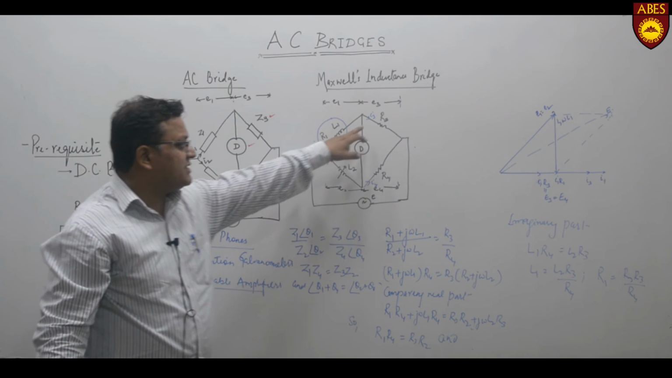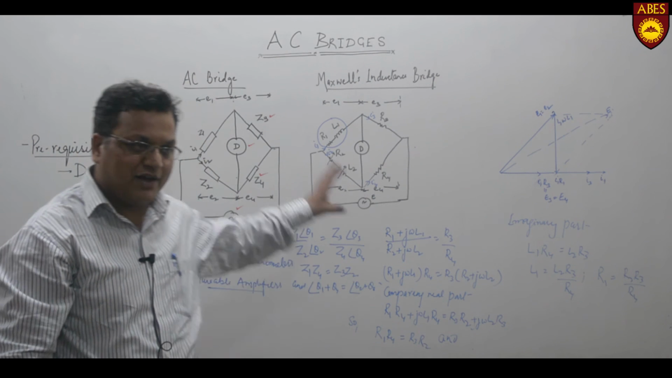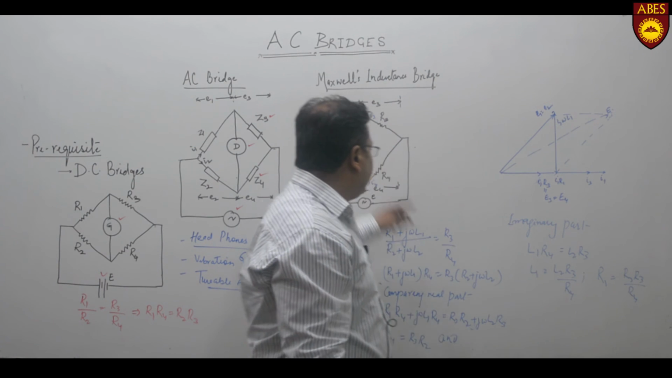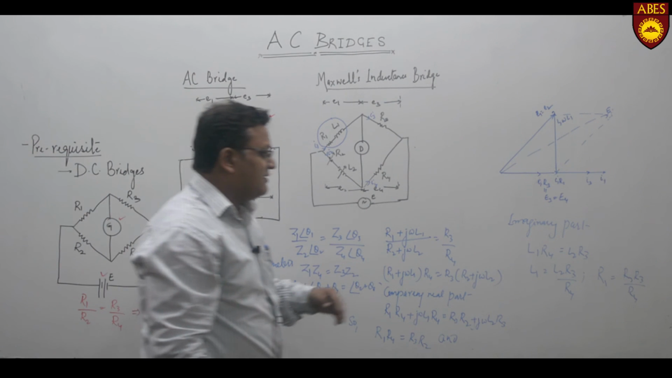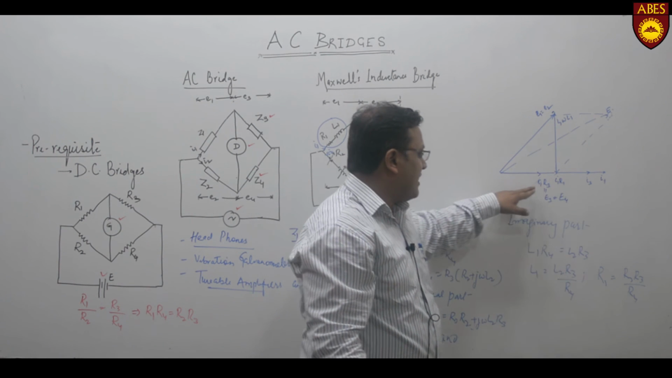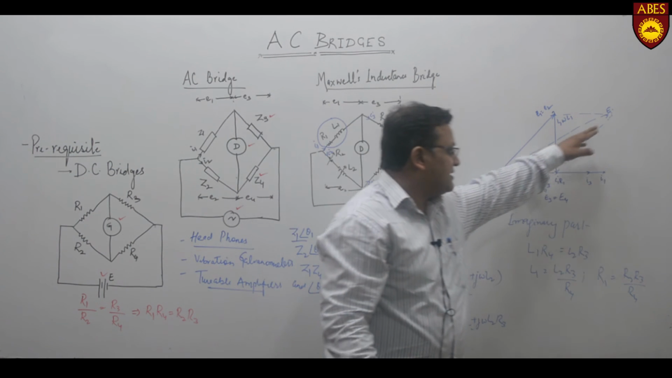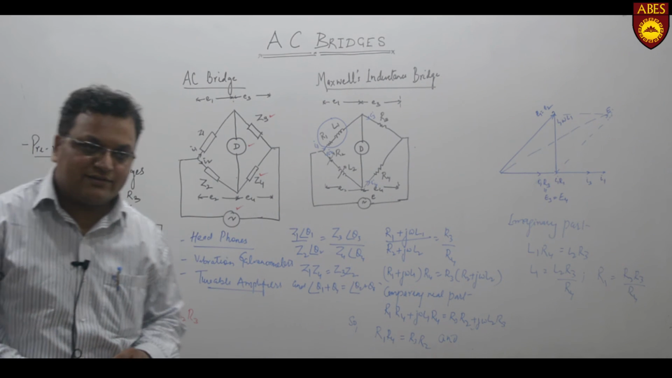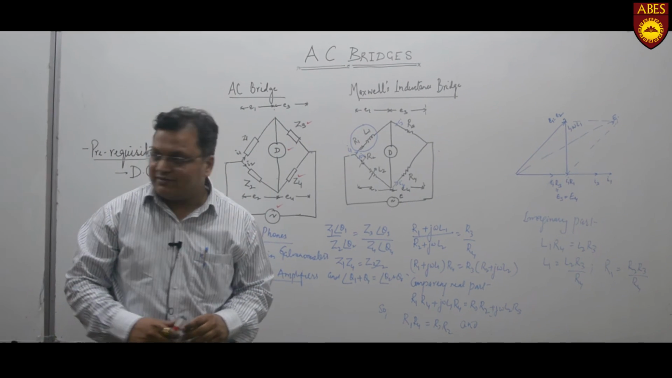Similarly, we can go for this branch I3, because I1 and I3 will be equal when there is no current in the detector branch. So I3 will be in the same line as I1, and one resistance is connected in the branch, so the voltage drop across the resistance will be in the same phase as I1. So I1 R3, that is E3, is in line with I3, and E3 will be equal to E4 under balanced conditions. So the resultant phasor will be E. The resultant of E1 and E3 will be E, or the resultant of E2 and E4 will be E. So that's all, thank you.